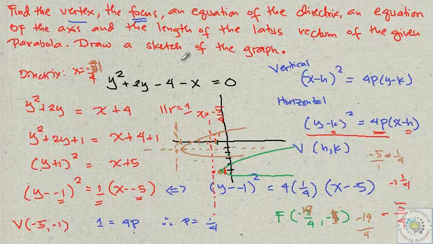And then ano pa? Length of the latus rectum, hindi nagbabago. 4p pa rin, that's 1. And then, axis. Yung axis ng parabola mo is, yun, kung saan siya nakahati. Ibig sabihin nun, this is y is equal to negative 1. So, yung axis ng parabola mo is y is equal to negative 1 pala. Okay?